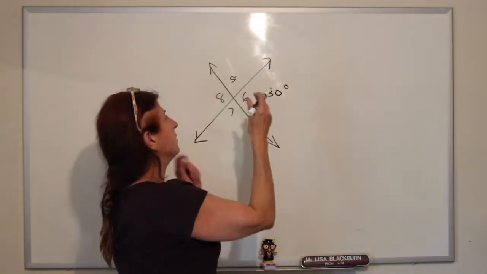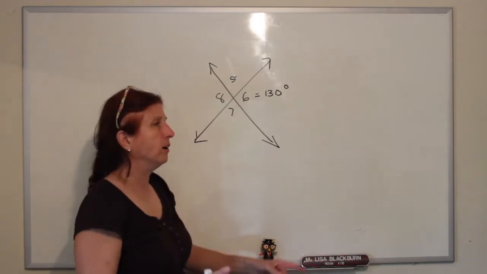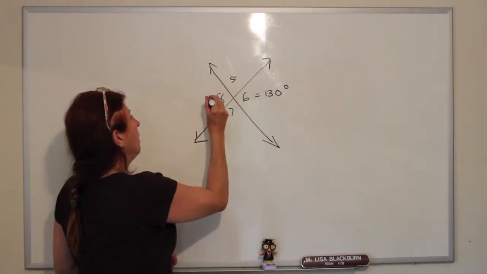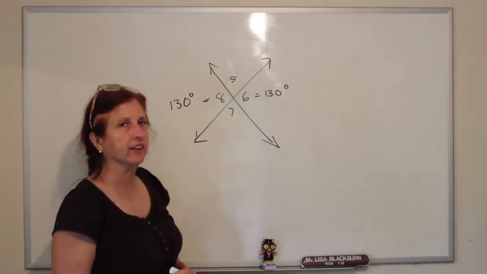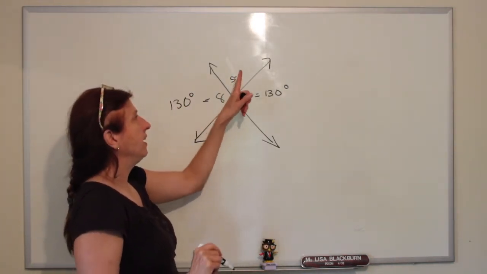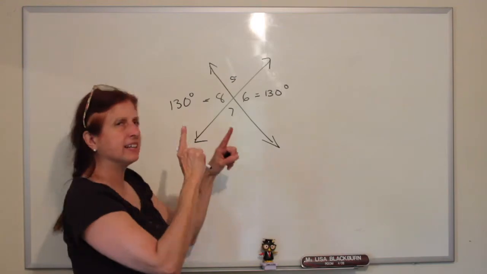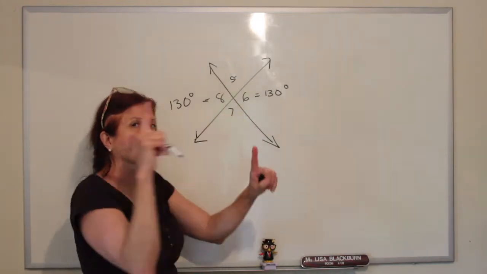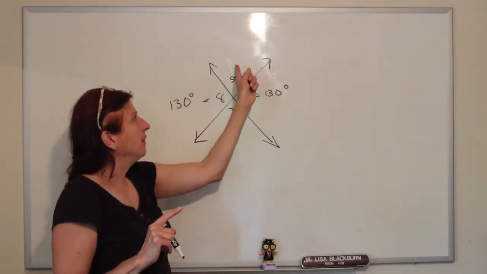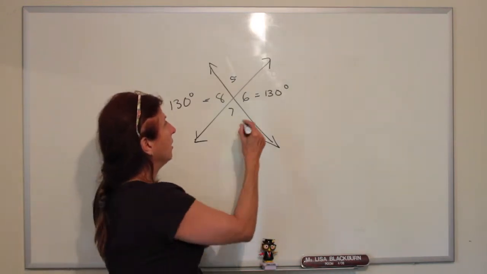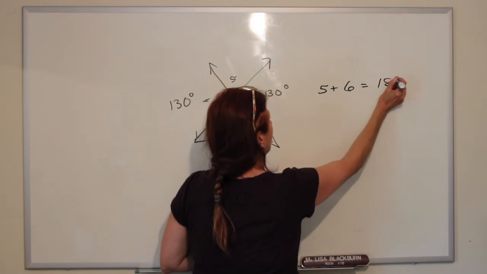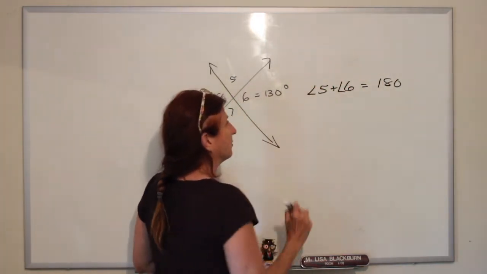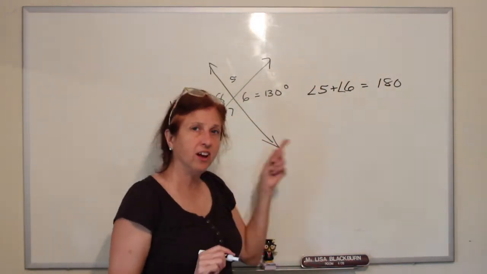All right? So now, how do we get all the rest? Well, linear pair, we know that angle 8 is also 130 degrees. How do we get 5? 5 and 6, did I say linear pair or vertical angles? Vertical angles, those are the same. These two are a linear pair, so we know that 5 plus 6 equals 180, and this is angle 5 and angle 6, because 5 plus 6 does not equal 180.